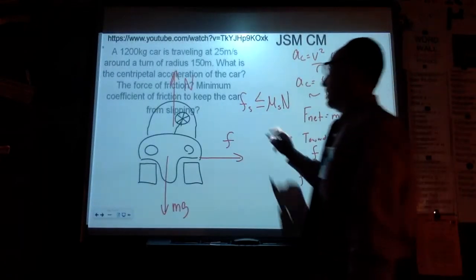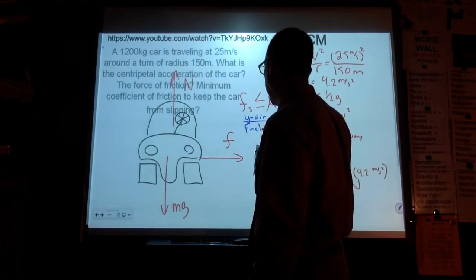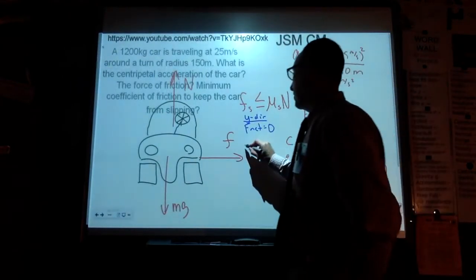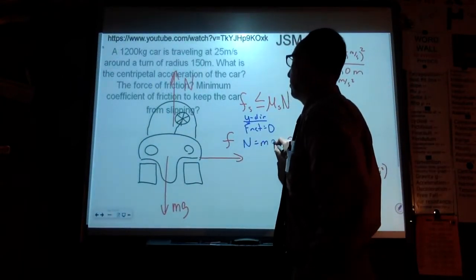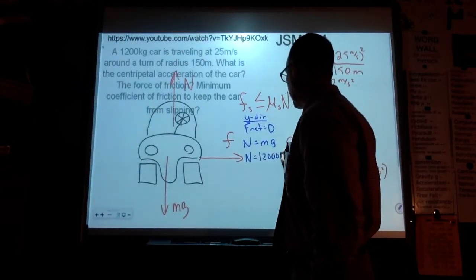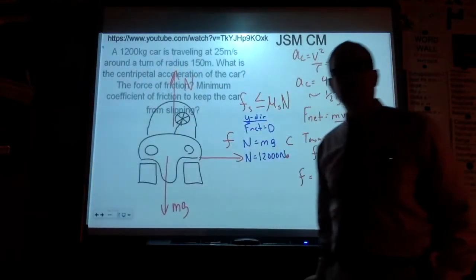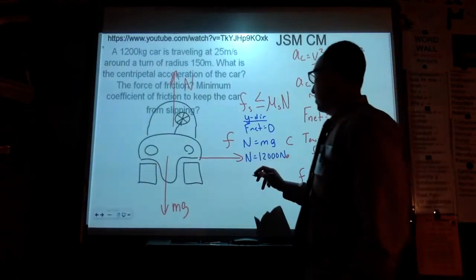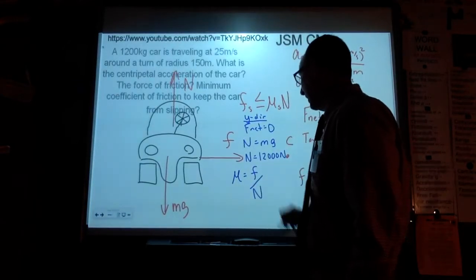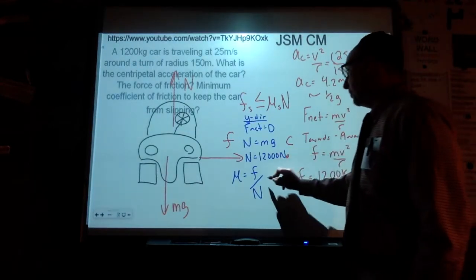So in the y direction, we have balanced forces. We have F net equals 0. So when I take my ups minus my downs, I'm going to get that the normal is equal to the weight. So that's going to tell me that the normal is 12,000, which is going to be 1,200 times 10. And so my mu at least has to be equal to how much friction I need divided by the normal.